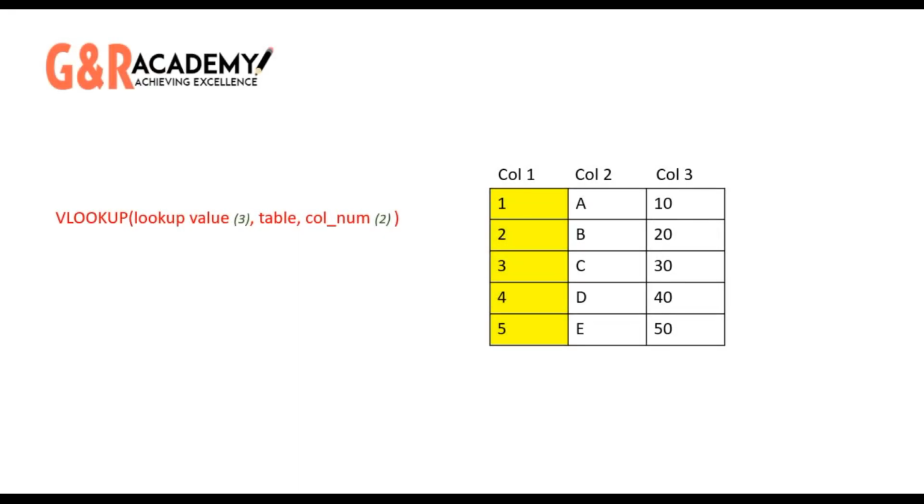First, we need to understand the VLOOKUP function. In VLOOKUP, V stands for vertical. It takes the lookup value, table, and column number as argument. For example, we have this table and we want to find the corresponding value in column number 2 for the lookup value 3. So how VLOOKUP works is that it searches vertically for the lookup value in the first column of the table, and then it provides the value in column number 2 for the corresponding lookup value. So in our case, it should provide the value C as answer because C lies in column number 2 for the lookup value 3.